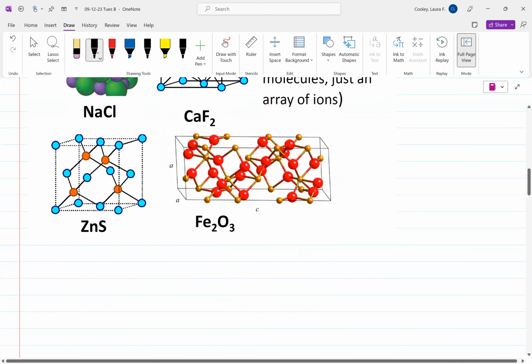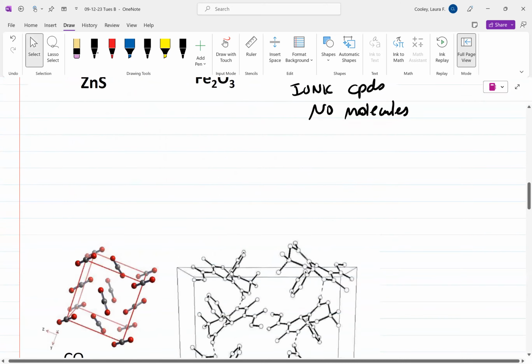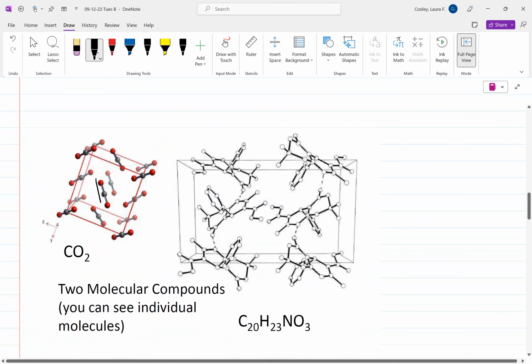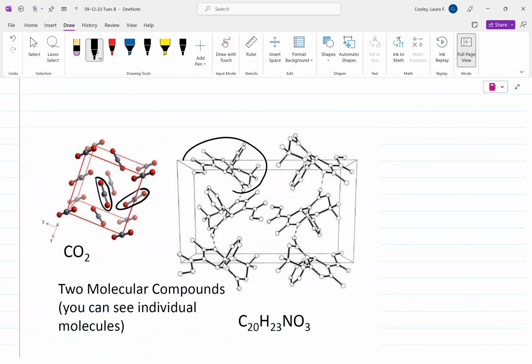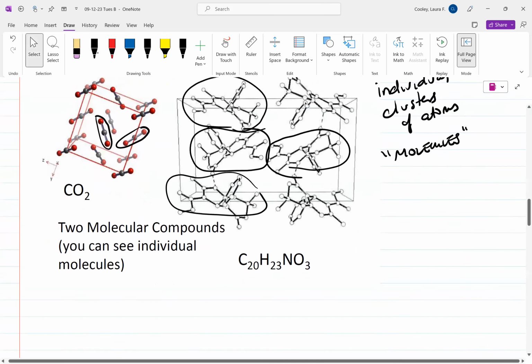Again, zinc sulfide, these are all ionic compounds. There are no molecules. So what would it look like if there were molecules? Well, here's a great example. Here's the CO2, another CO2. These are clustered together with spaces in between. We'll learn what those dotted lines are in Chem 104. But here, these are individual clusters of atoms. And what do we call them? We call them molecules.